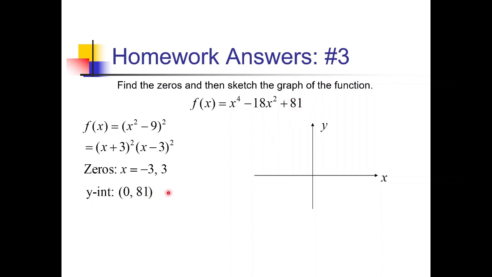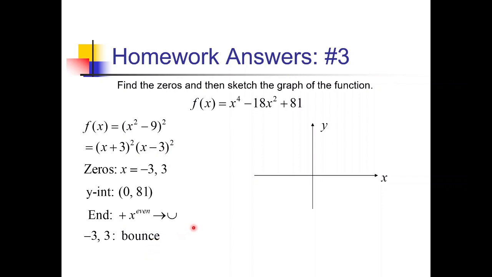So (0, 81). For the end behavior, we have a lead term of x to the 4th. That's a positive x to an even power. That means that I'm going to have an up parabola sort of look. We're going to be starting and ending above the x-axis. And then finally, for the root behavior, both of these zeros, -3 and 3, are coming from squared factors. So that means that we're going to be bouncing at both of those spots.